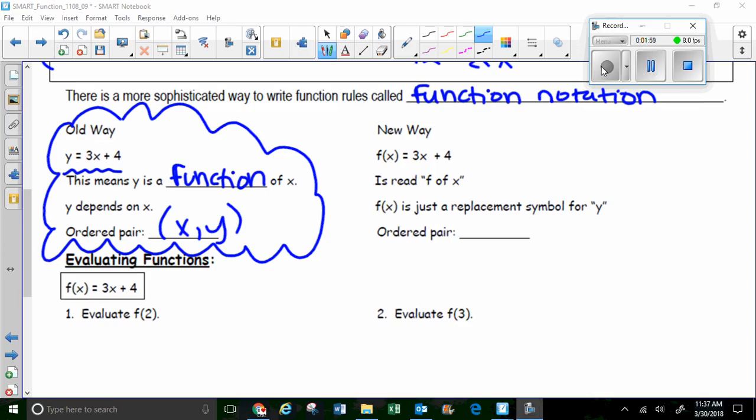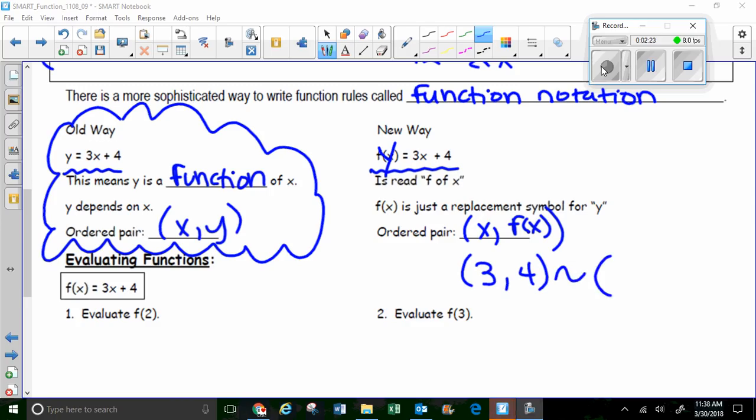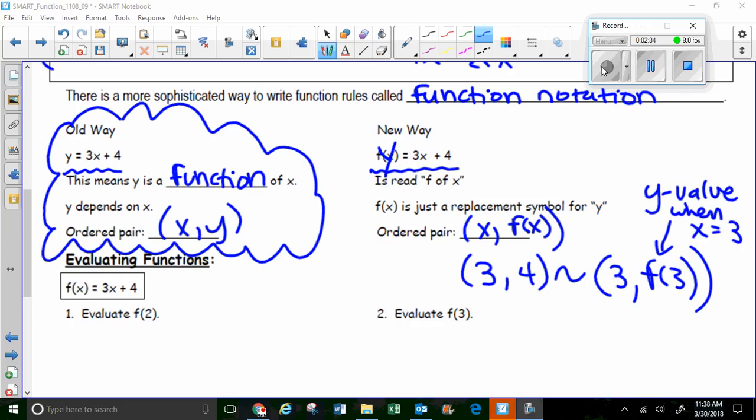The new way is read f of x equals 3x plus 4. So this is the same equation, but we're just replacing y with f of x. So basically this is a replacement for y. And the ordered pair would be written x comma f of x. What that basically means is we would write, say the ordered pair was 3, 4, we would write it 3 comma f of 3. So it's saying the y value when x is 3. So you'll see a little bit how that works as we keep on going through our notes.